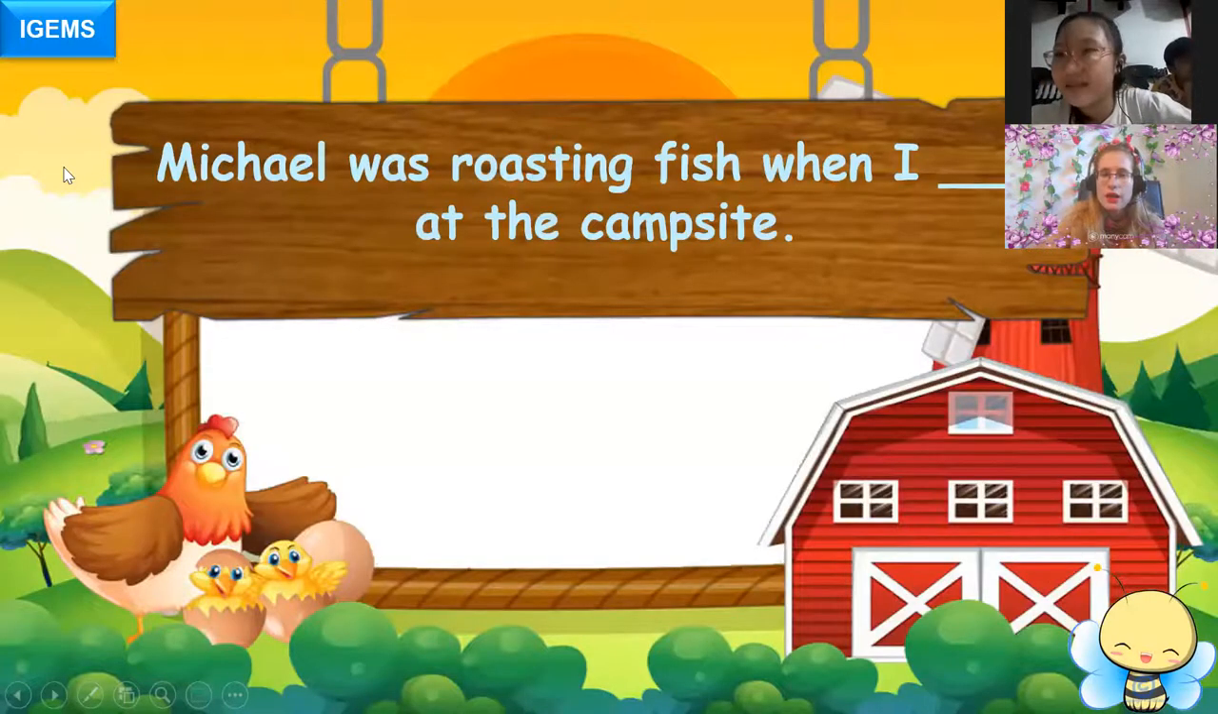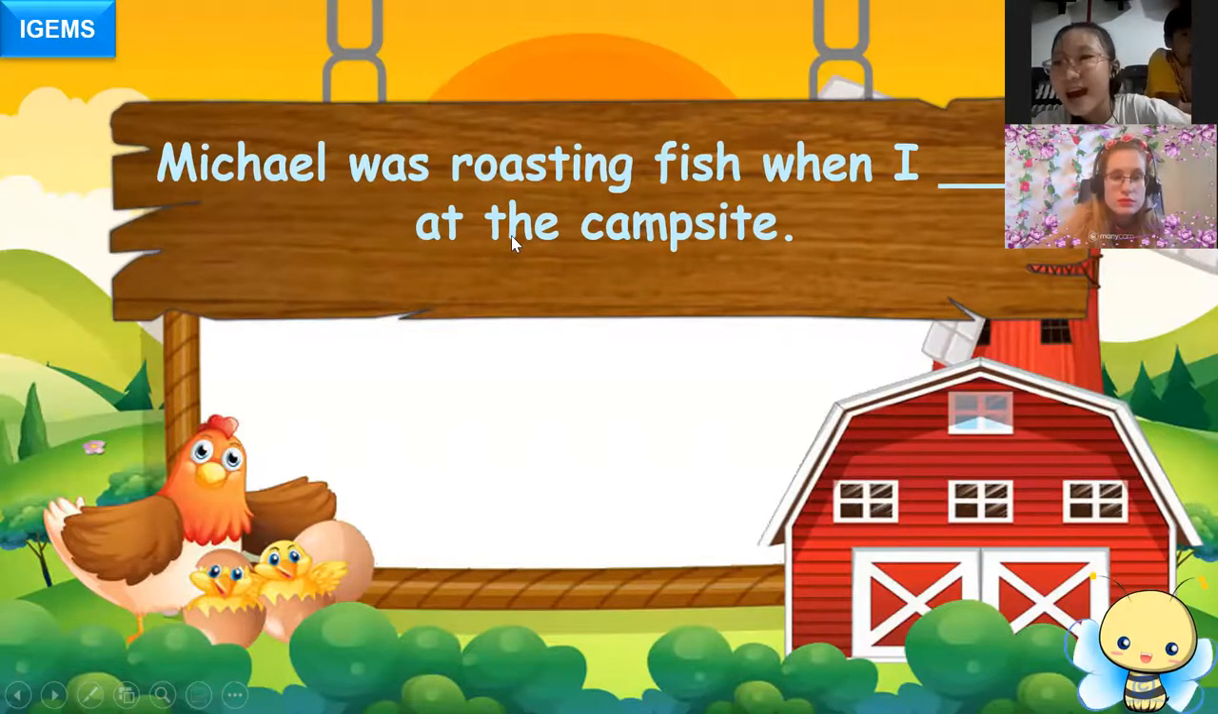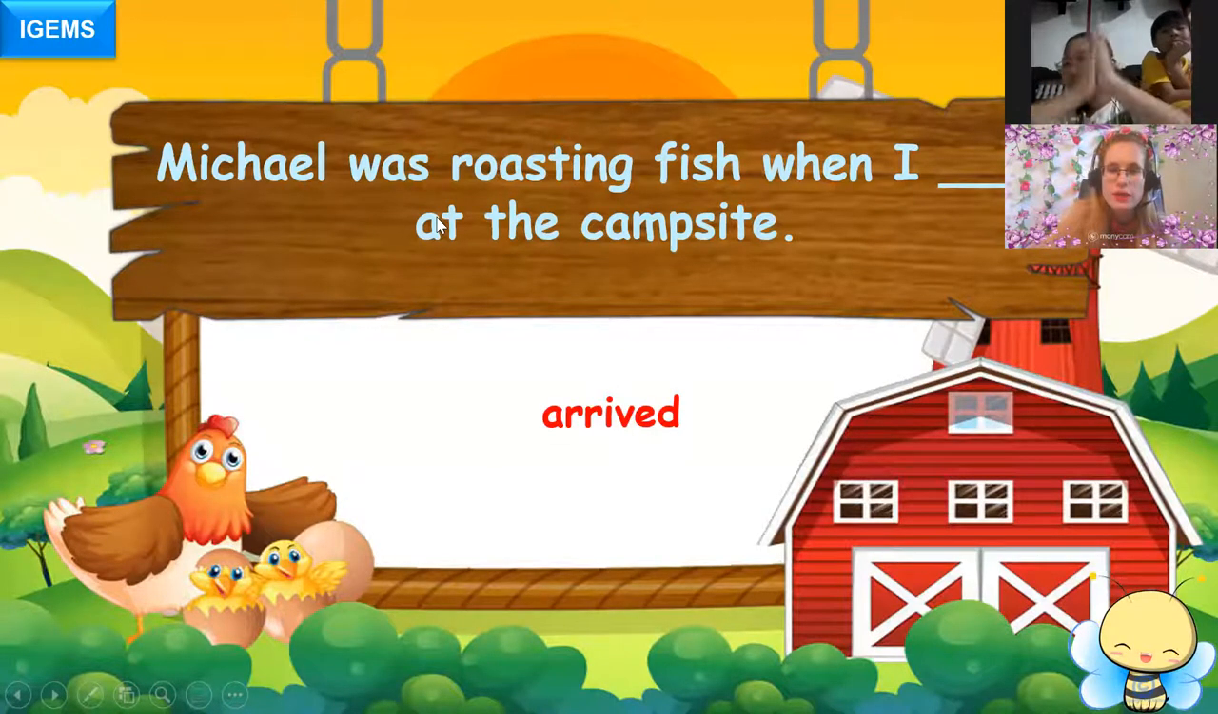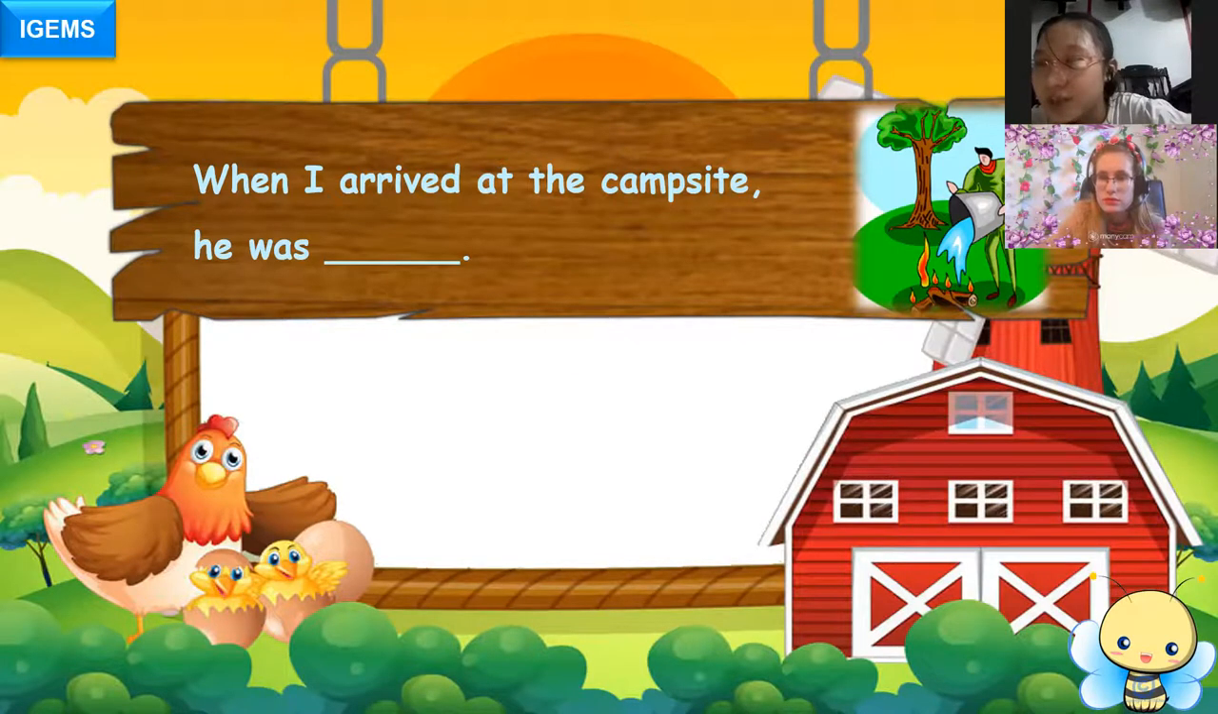Michael was roasting fish when I arrived at the campsite. Good job. Good work. When I arrived at the campsite, he was... See the picture? When I arrived at the campsite, he was putting out a campfire. Good work.